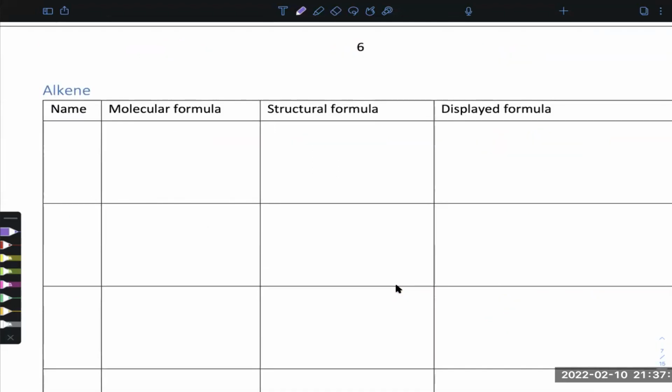Alkenes have a double bond, which means you're removing hydrogen. So it becomes CnH2n. Not 2n plus 1, not 2n plus 2. How does this work? So the first one is going to be ethene. Pay attention. It can't be methane because a double bond cannot exist in a single carbon. So it will be ethene.